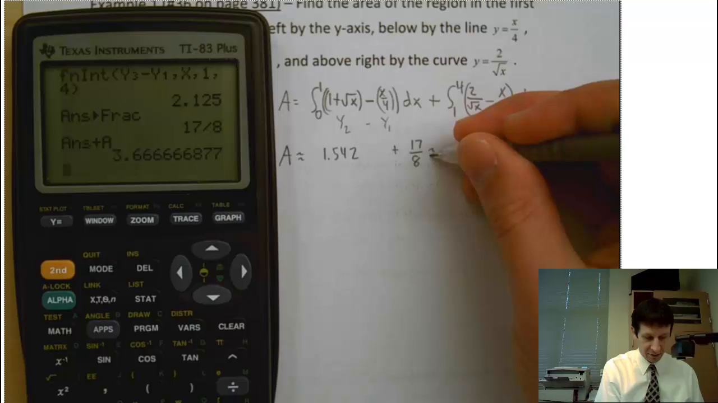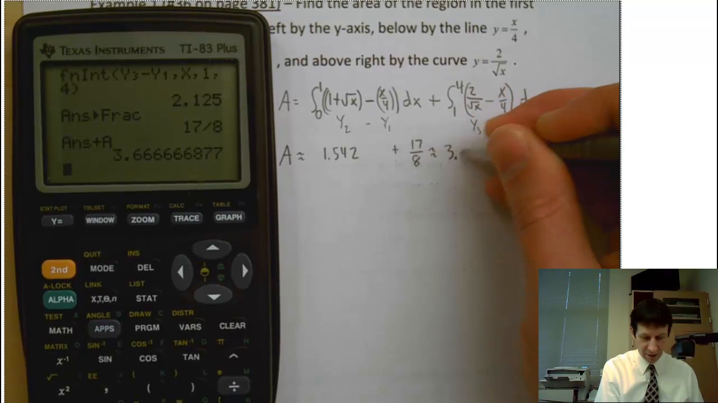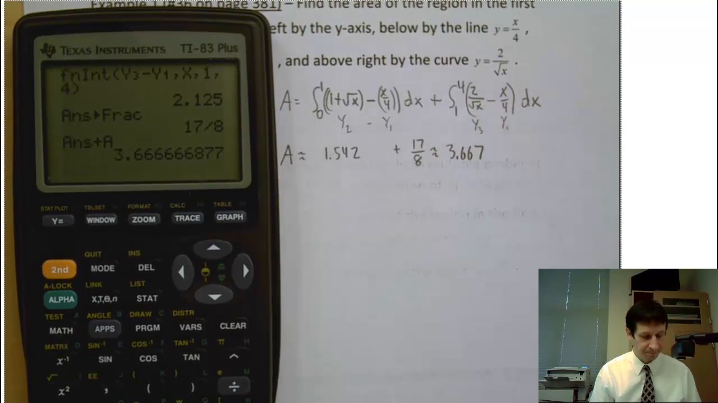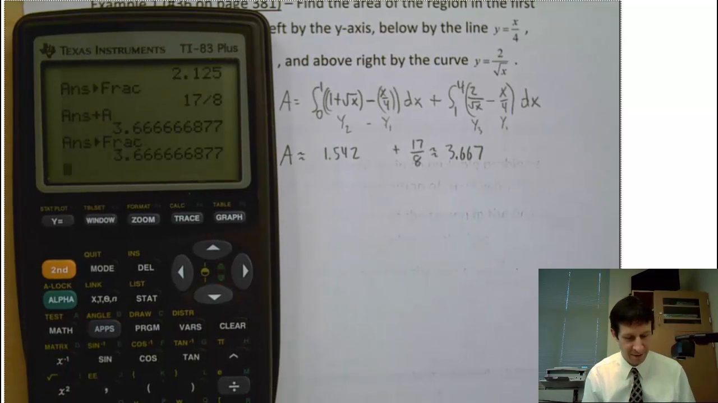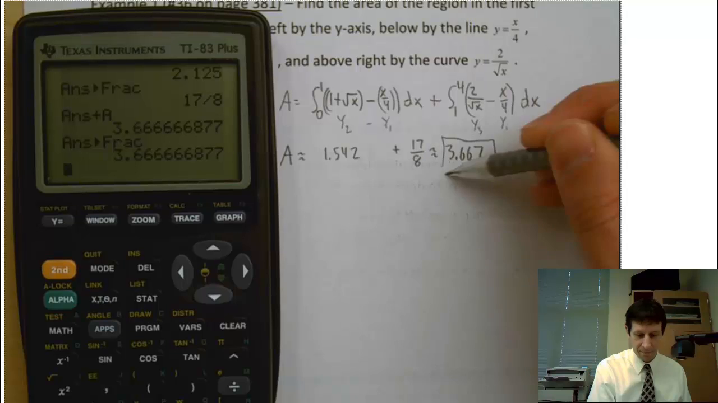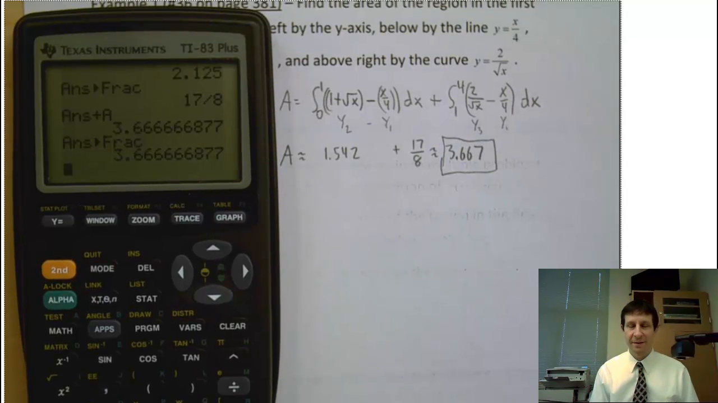Looks like we get an answer of 3.667. Try one more time. It didn't know the fraction. 3.667.